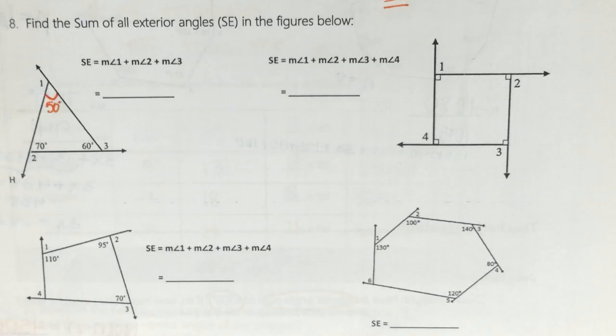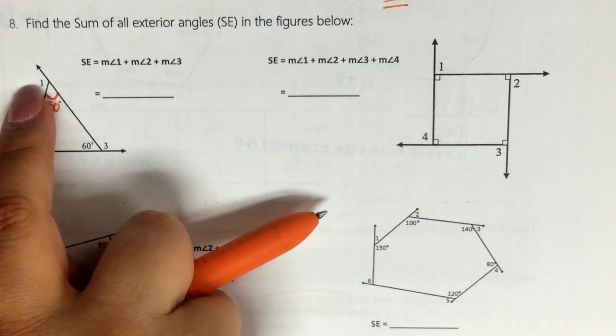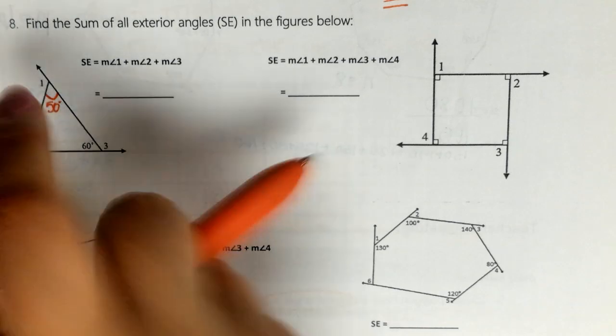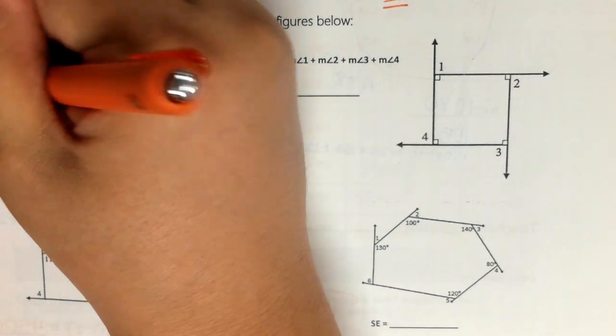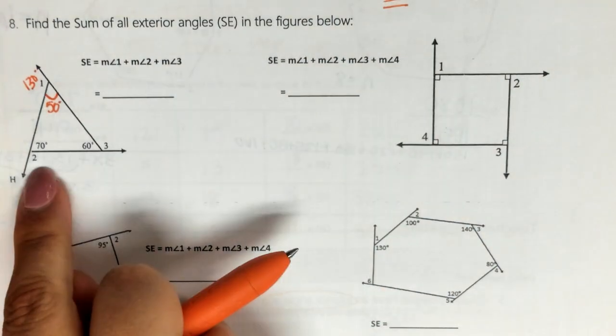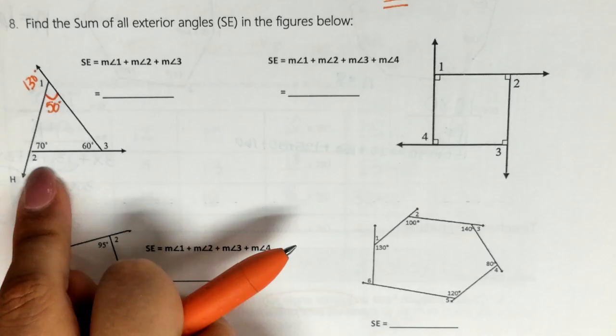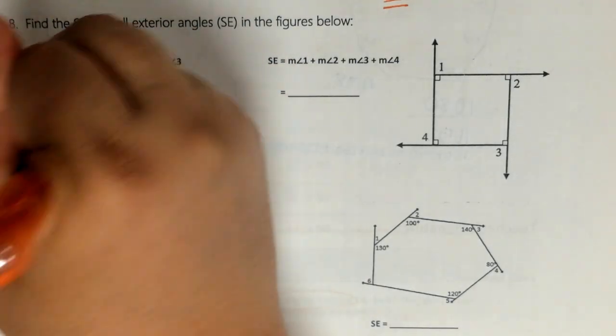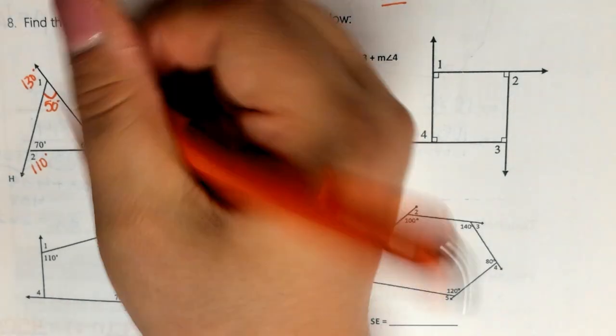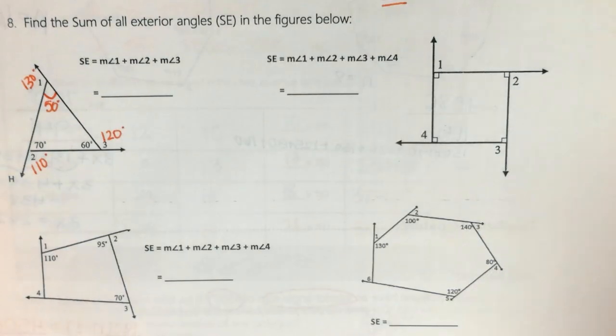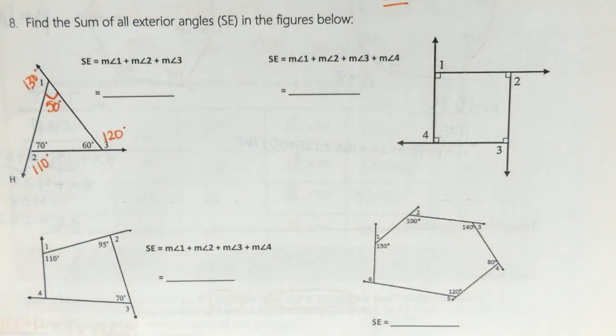But this time I don't want the inside. I want the outside. What is going to be angle 1 right here? 180 minus 50 is 130. What about angle 2? 110. And angle 3? 120. Does everybody in this room understand where I got those numbers from? I just subtracted each of them from 180.